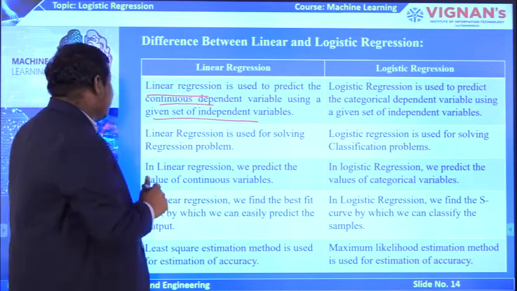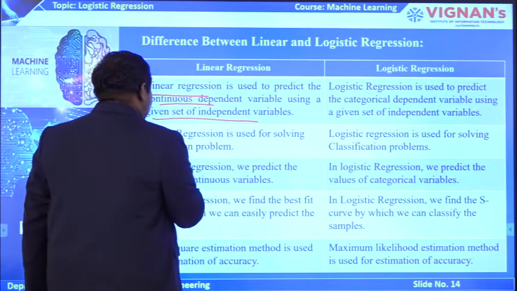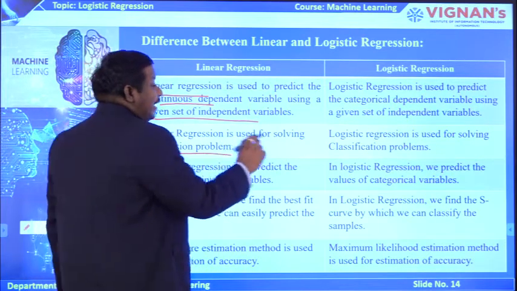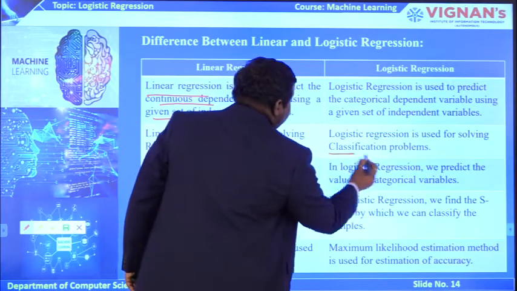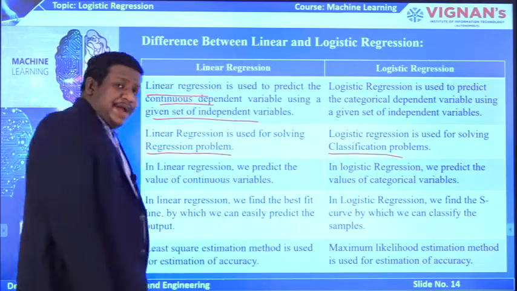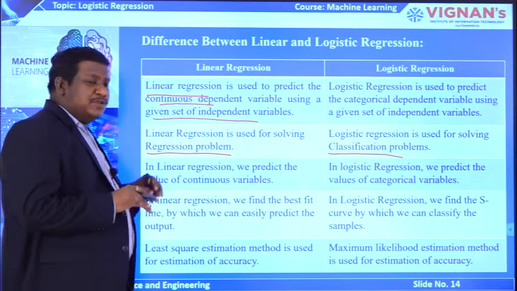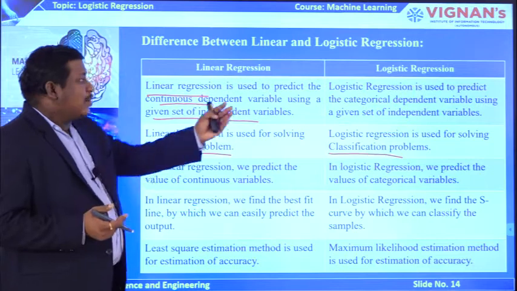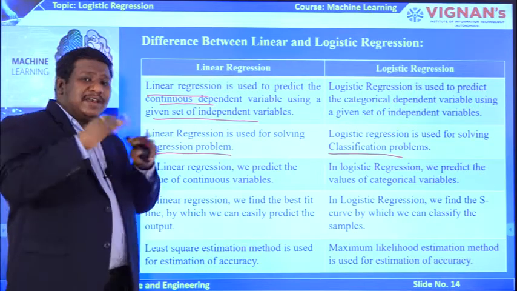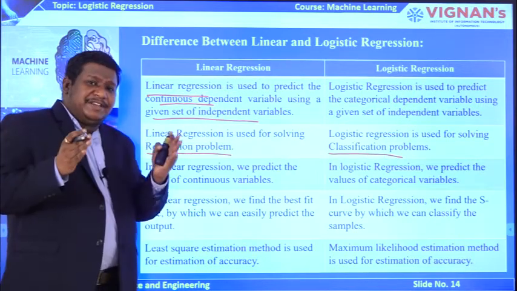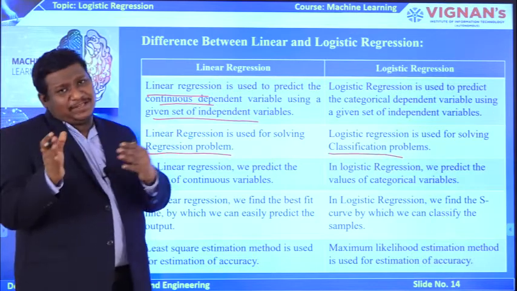The second difference is that linear regression is used for solving regression problems, whereas logistic regression is used for classification problems. I told you about classification and regression. Basically, linear regression is used for the prediction of values, whereas logistic regression is mainly used for the classification problem. That means classifying the data, and with that you are telling the answer yes or no.